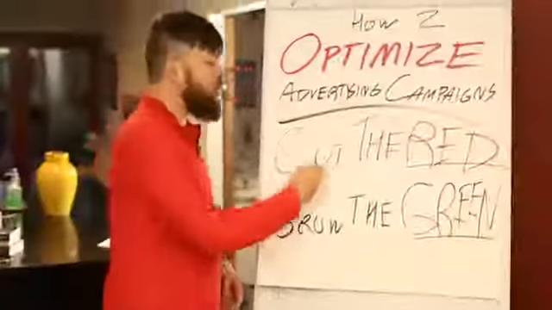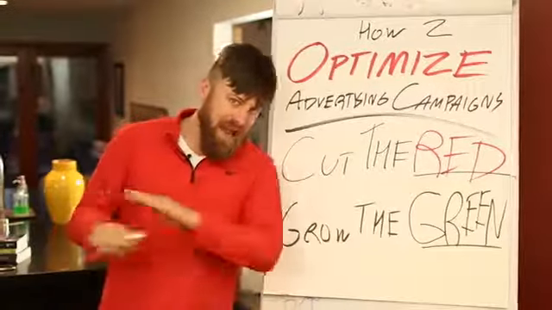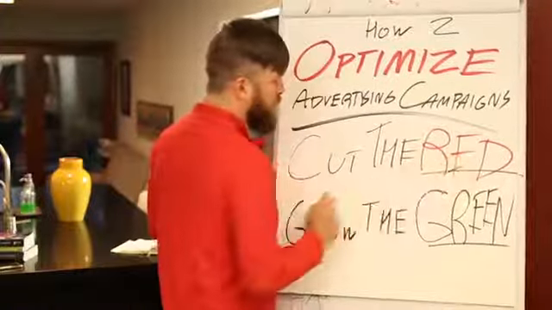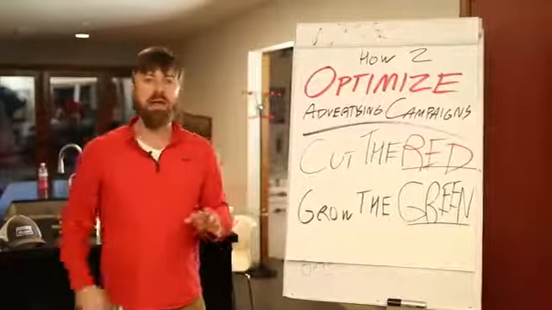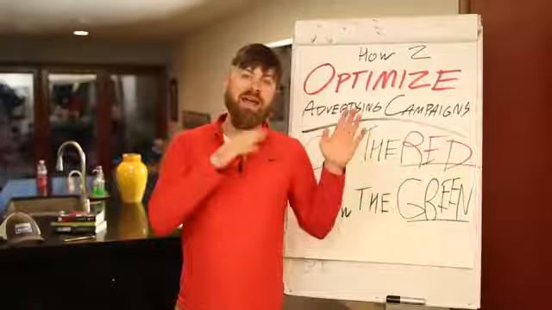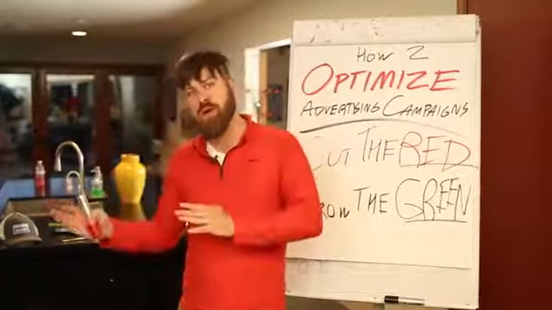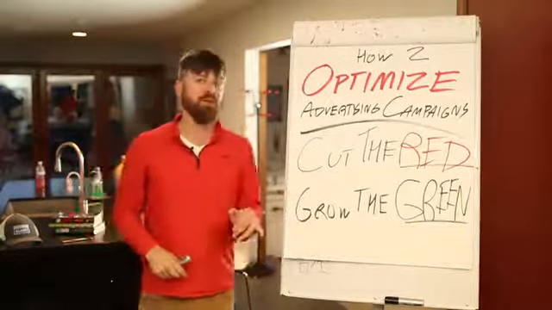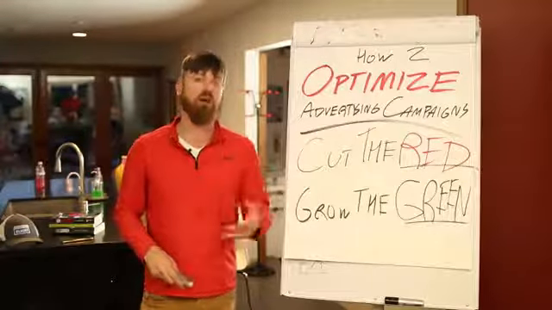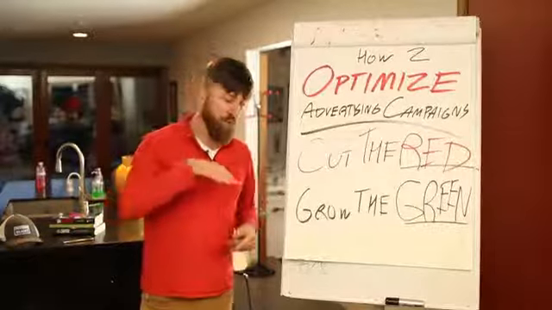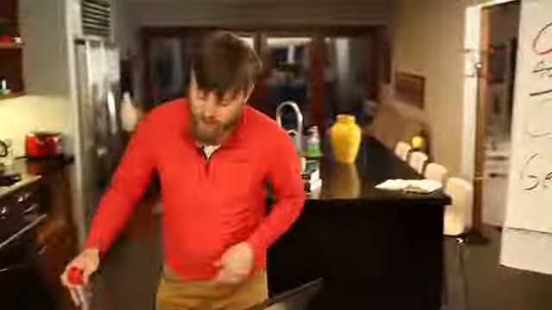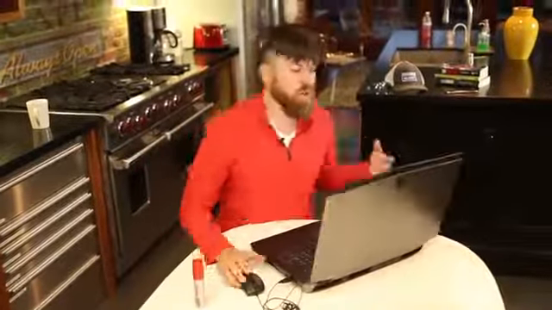So overall, what you need to understand, everything about optimization comes down to this statement: cut the red, grow the green. All we're looking at is cutting out what's not working and doing more of what is working so that we can make money. And you do that over and over again enough times, you end up with a profitable ad campaign where you put $1 into the machine and out into your bank account comes $2. So let's go over to my computer and I will show you exactly what I'm talking about here. We'll go over this live.